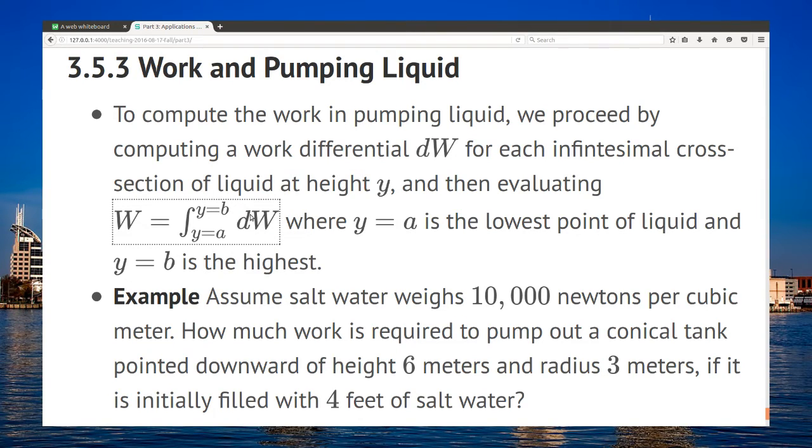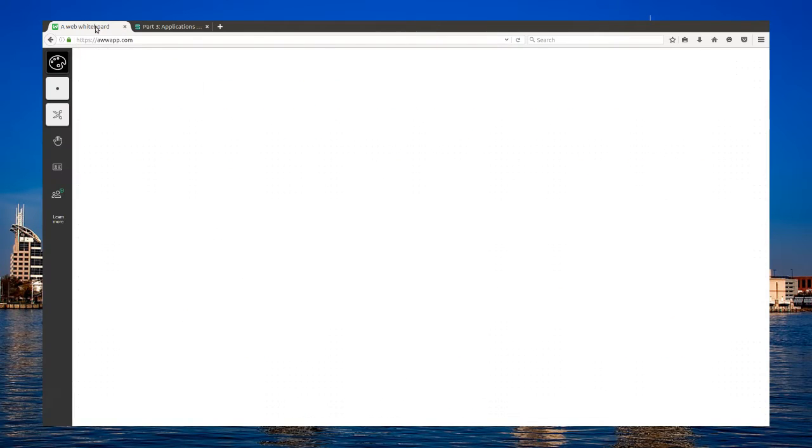differential. We'll compute this work differential for every different y value between A and B, where A is the height of the lowest point of the liquid, usually 0, and y equals B is the highest. So we'll work this example right here. We'll have salt water in a conical tank. It's pointed downwards. It has a height of 6 meters and a radius of 3 meters, and it's initially filled with 4 feet of salt water. So let's work on that problem.